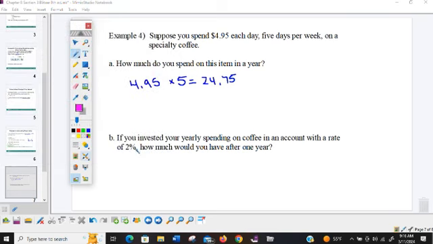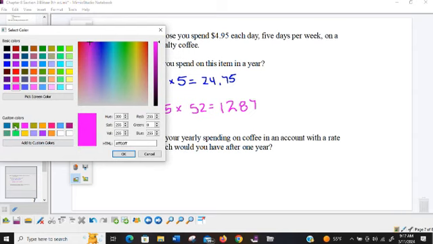Now we know what we spend a week. Now they want to know per year. So we're going to take that $24.75 and multiply it by 52 because there are 52 weeks in a year. When we multiply that out, we get $1,287 a year. That's how much that coffee is costing you.